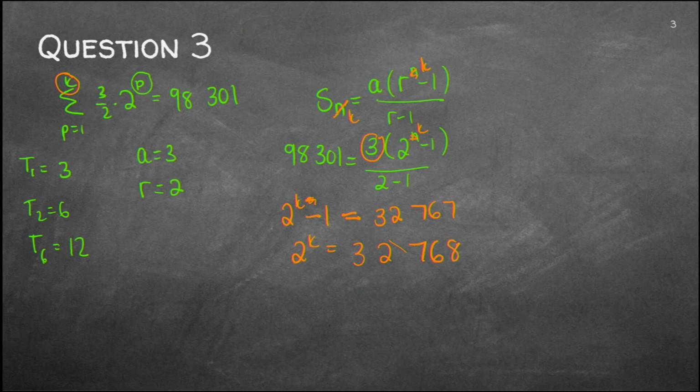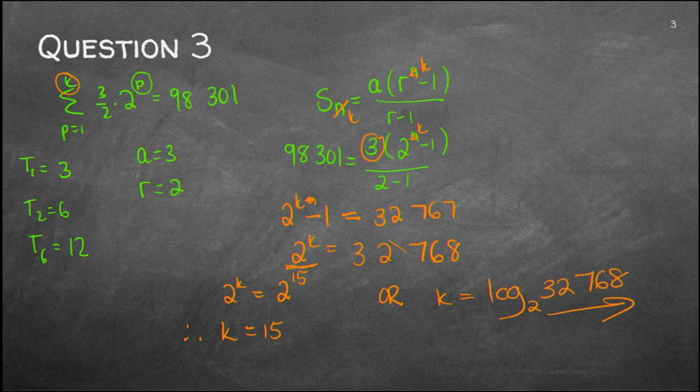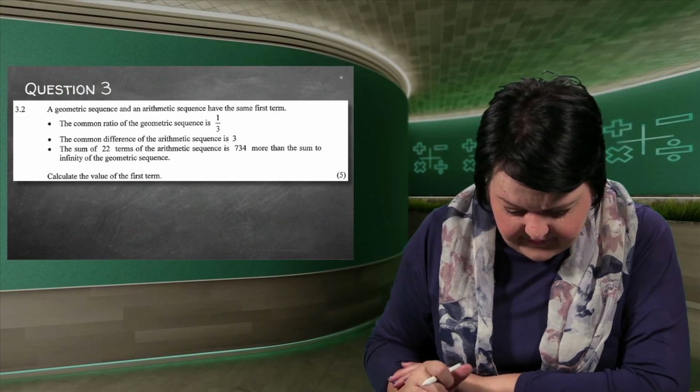2 options. We can either go for prime base, which would have been my first option. Therefore, k is equal to 15, or you could have immediately used your logs and just said that it means k is equal to log, remember 2 would be now your base, of 32,768. And you would also get 15. Final answer. Right, let's quickly do the next question.